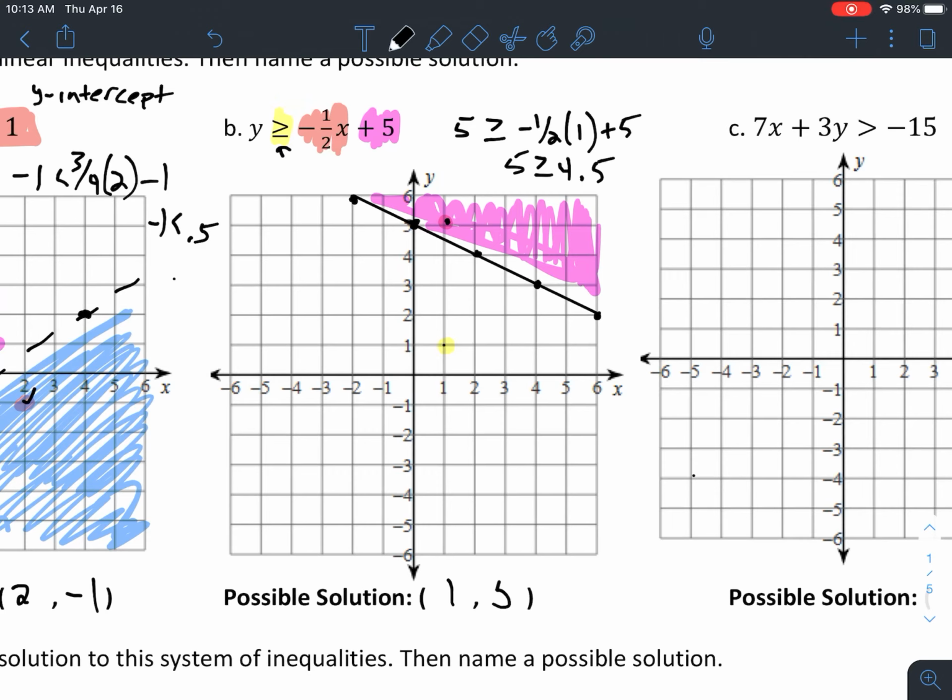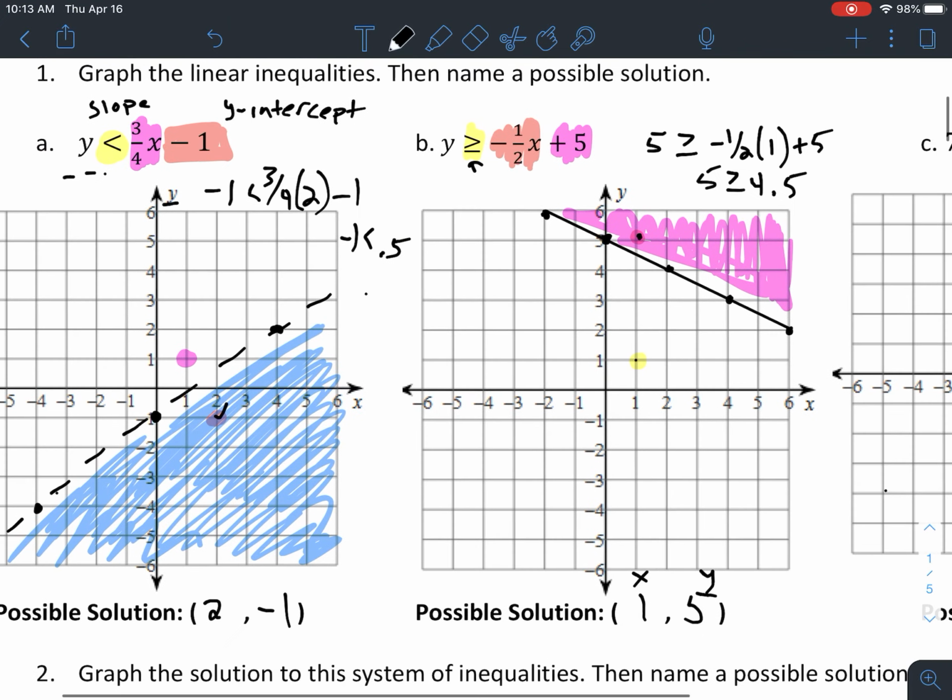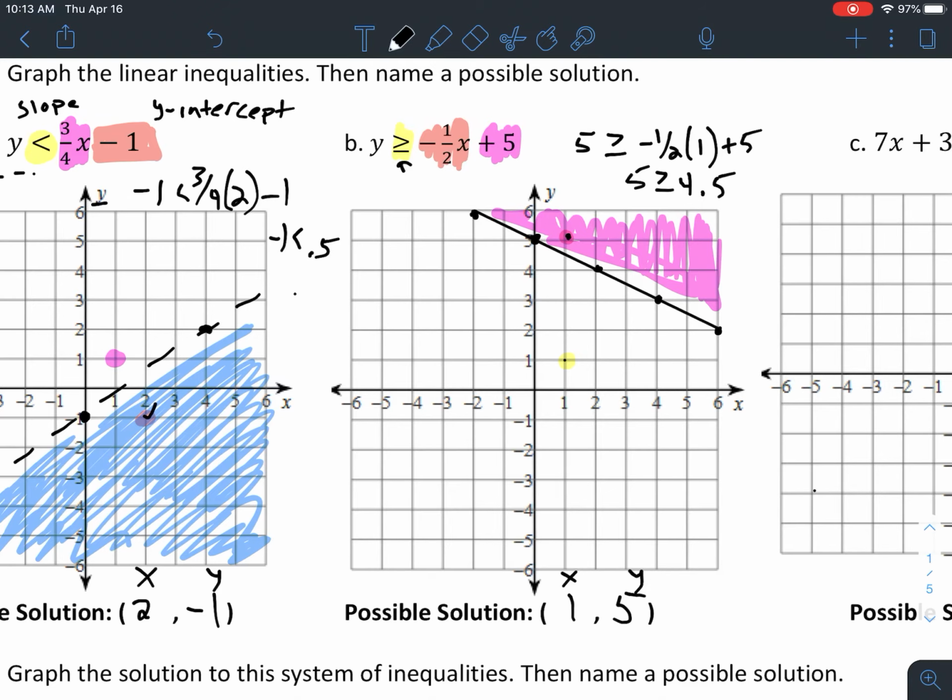Because we have the 1 is our x and 5 is our y. Okay, that's what that problem would look like.